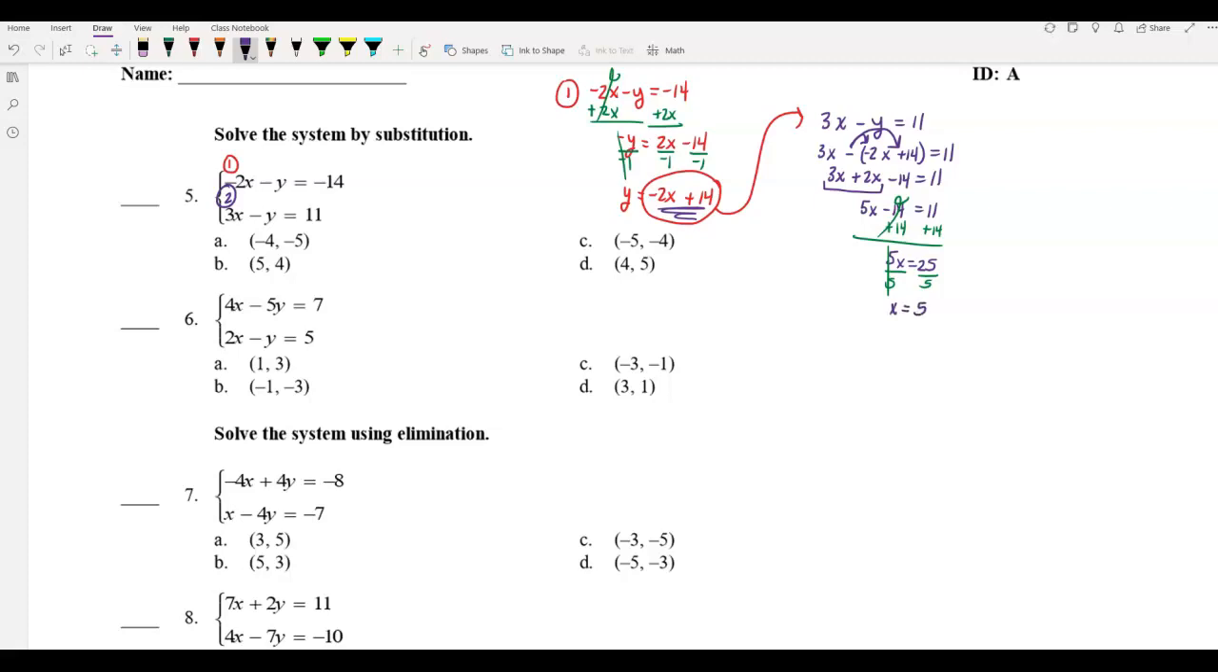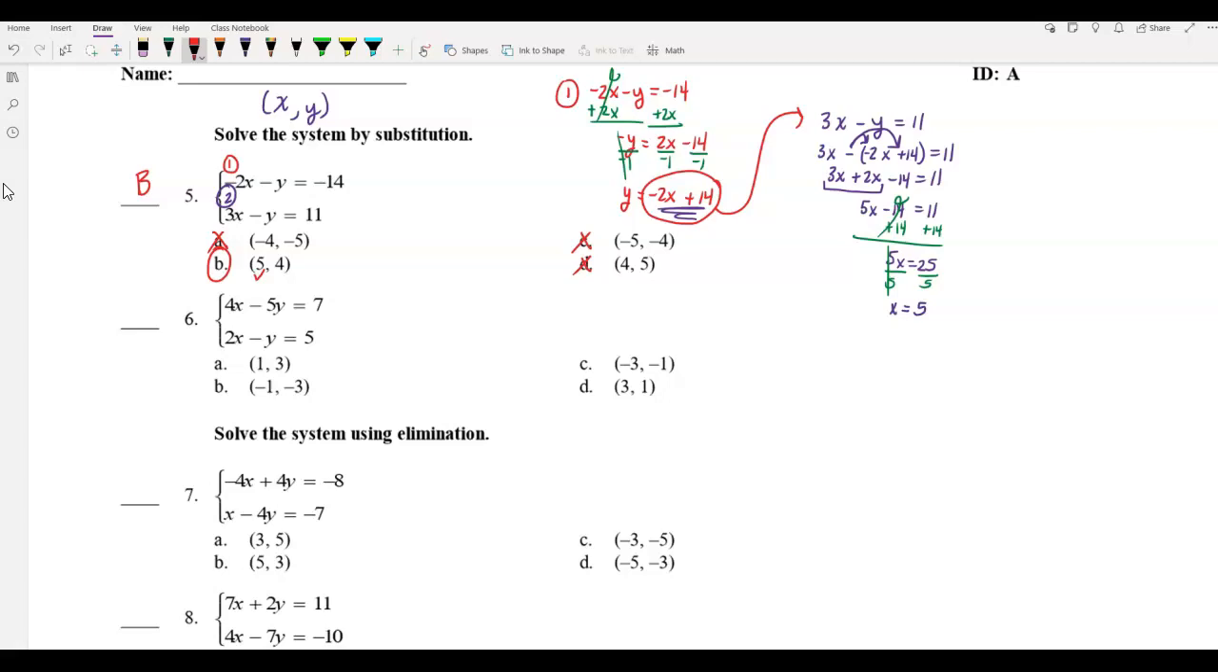Now let's go through our options A, B, C, and D. Which one of those has x equal to 5? Remember, we are in ordered pairs, so it always goes x, comma, y. So our first number would have to be 5. So looking at option A says x is negative 4, not option A. Option B says x is 5. That works. Option C says x is negative 5. Nope. And option D says x is 4. So no. Alrighty, we have an answer of B. And that's process of elimination.